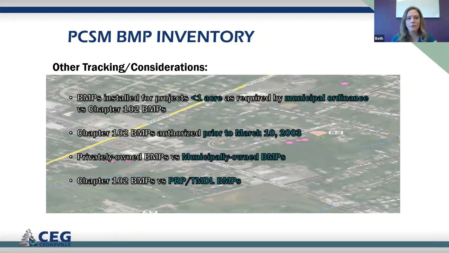Other tracking considerations. So that's what the permit says, is that you basically just have to have an inventory of all the BMPs that were constructed as part of an approved permit from March 10th, 2003 on. However, you have to track BMPs installed for projects less than an acre that are required by the municipal ordinance for other reasons. So whether you want to put those BMPs and lump them in as part of this inspection program, that is a decision for each individual municipality.